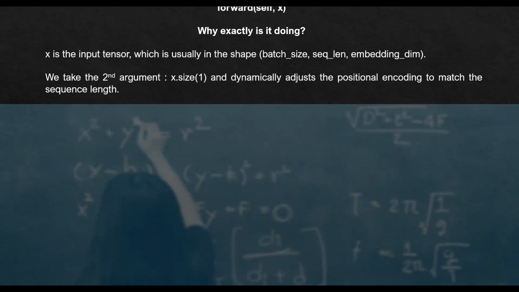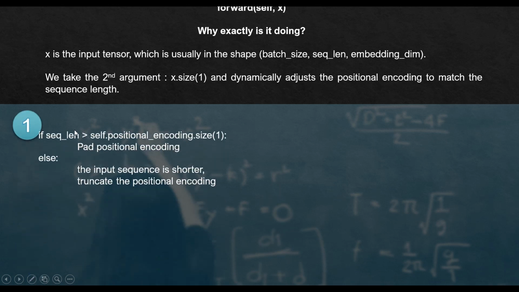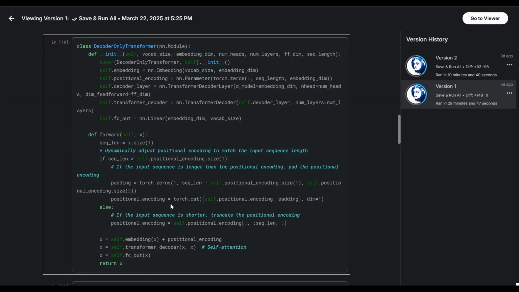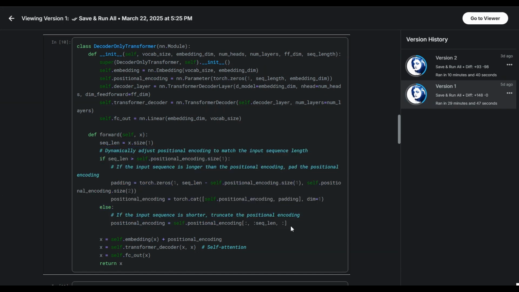So X is the input tensor, and its dimensionality is usually batch size, sequence length, and embedding dimension. We take the second argument and dynamically adjust the positional encoding to match the sequence length, and this is all that's happening in the first part of the code. If the sequence length is greater than the positional encoding size, then you extend the positional encoding to match it. Otherwise, if the positional encoding is larger than the sequence length, then you truncate it. That is all this is doing: dynamically adjusting the encoding to match the input sequence length.